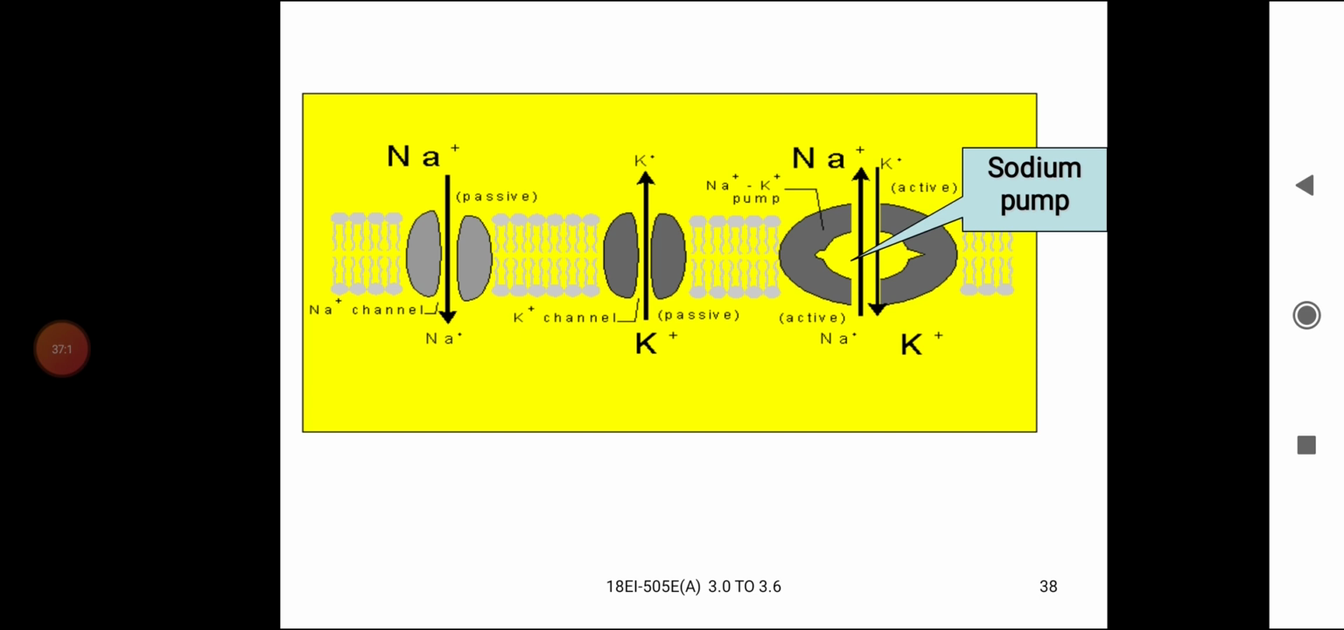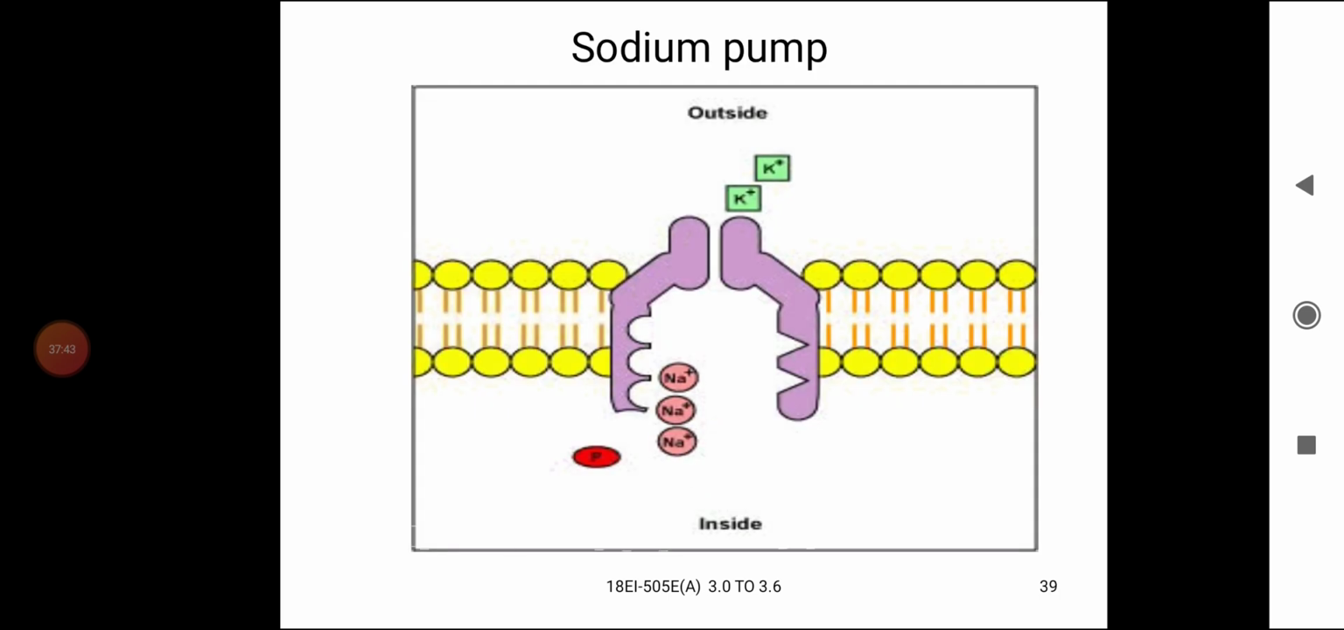If 300 sodium ions are exiting from the cell to the outside, whereas 200 potassium ions per second are entering into the inside, this is called a sodium pump. The animation of the sodium pump is shown in the slide.